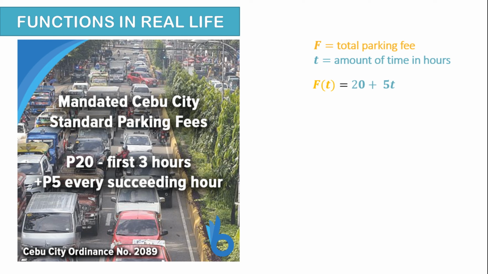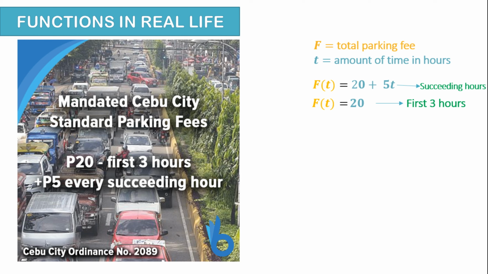Because what if, for example, you stayed there for the first hour? If you evaluate that here, that becomes 20 plus 5 times 1. If you evaluate that, the answer will be 25. But that's the first hour only, because you're supposed to pay only 20 pesos for the first 3 hours. So this actually would not make sense. But you might think, sir, what if the answer is just 20? But 20 applies only when you are there for the first 3 hours. And the second one here applies only for the succeeding hours, meaning probably a fraction of the fourth hour. So 3 hours and 20 minutes, 3 hours and 45 minutes, and so on and so forth.